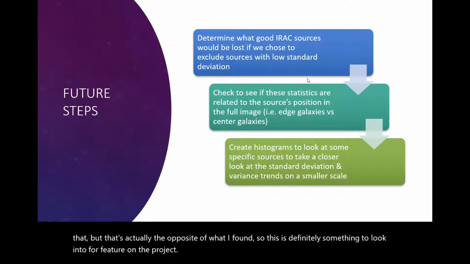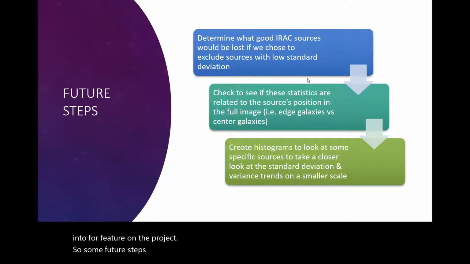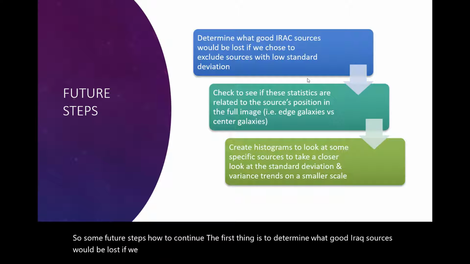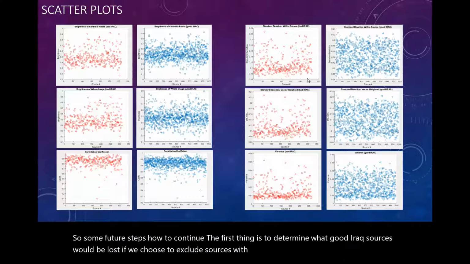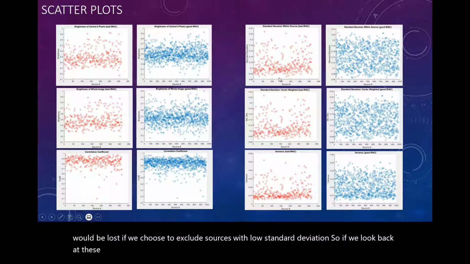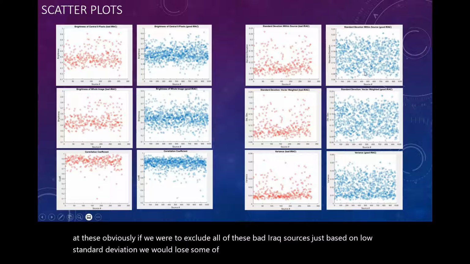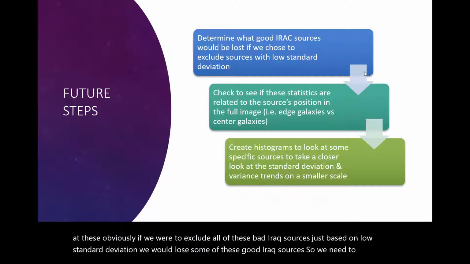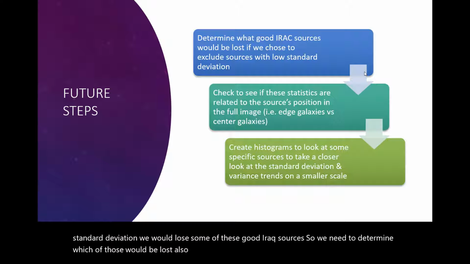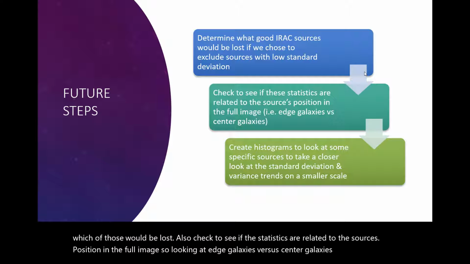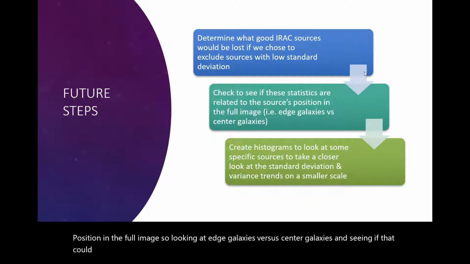So, some future steps, how to continue. The first thing is to determine what good IRAC sources would be lost if we choose to exclude sources with low standard deviation. If we look back at these, obviously if we were to exclude all of these bad IRAC sources just based on low standard deviation, we would lose some of these good IRAC sources. So we need to determine which of those would be lost. Also, check to see if the statistics are related to the source's position in the full image.